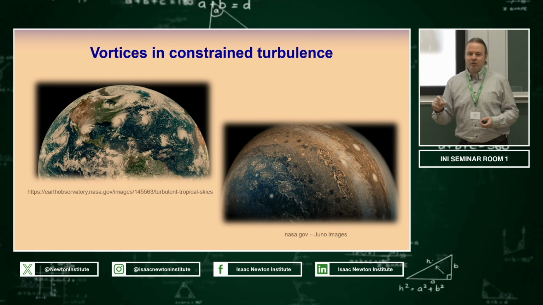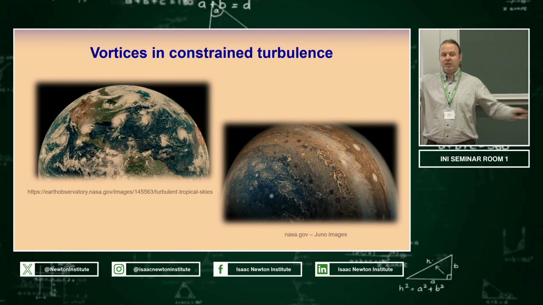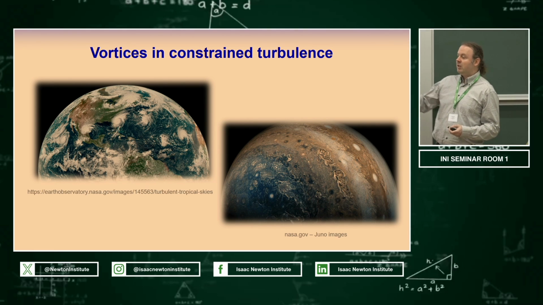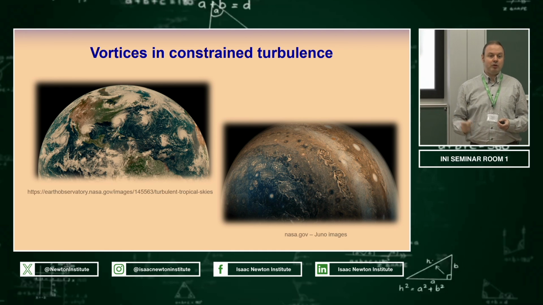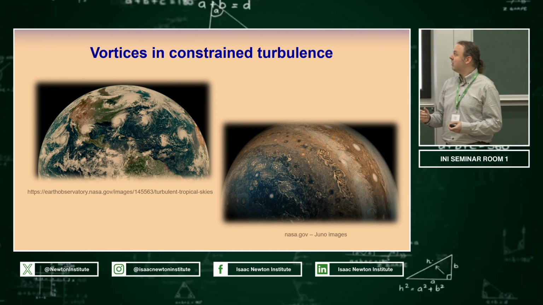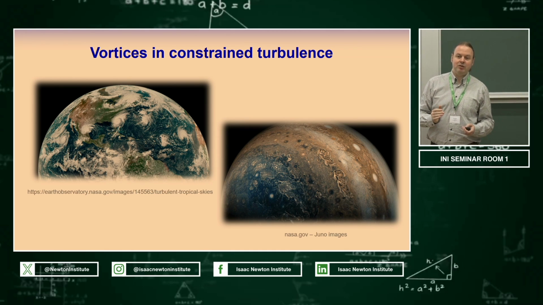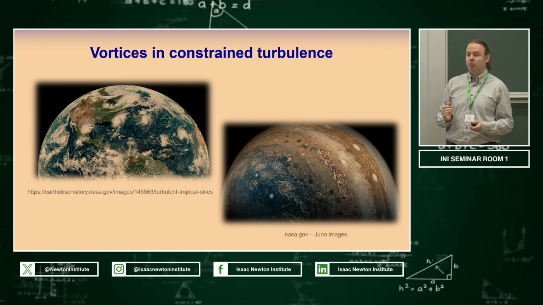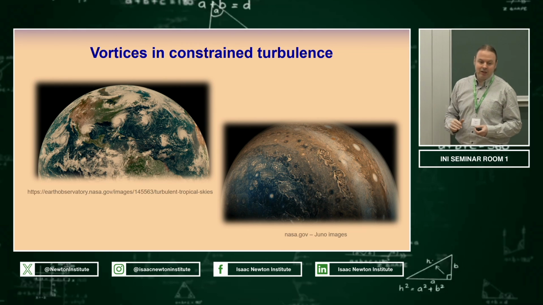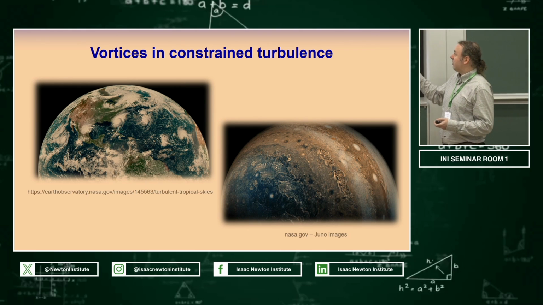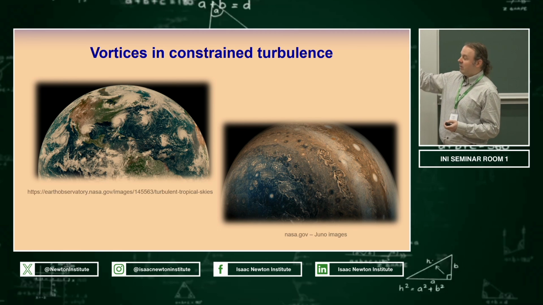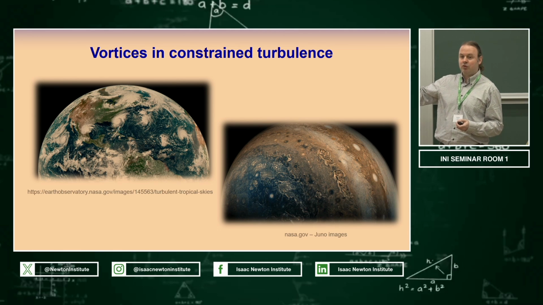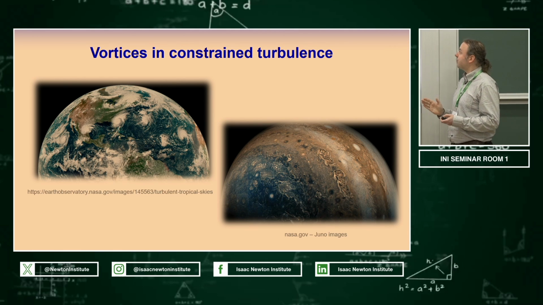Typically the Earth's atmosphere is very thin compared to the horizontal dimensions. There is rotation because the planet is rotating, and of course density stratification effects might also come into play. So all of that can be at stake here, and I'm going to look at the case where the turbulence will be constrained by rotation only.